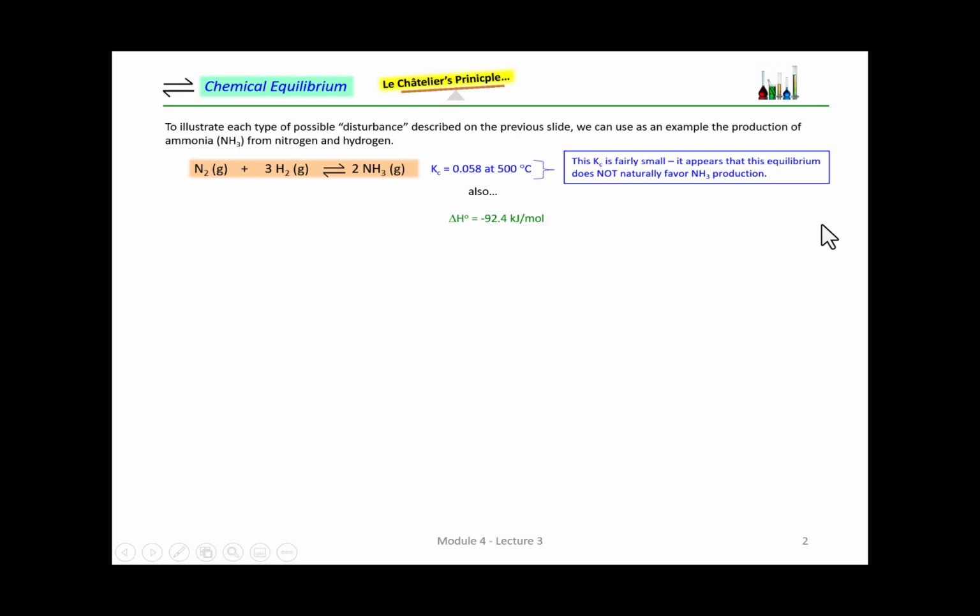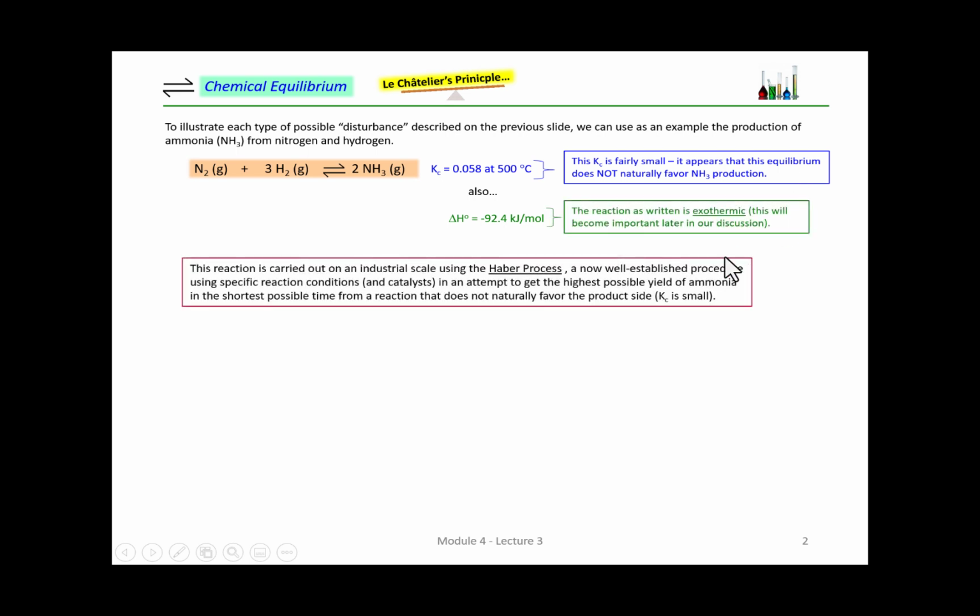We also want to remind ourselves that there is heat released going from left to right in this reaction. So when you do produce some ammonia, the delta H is minus 92.4 kilojoules per mole. It's an exothermic reaction going from left to right.